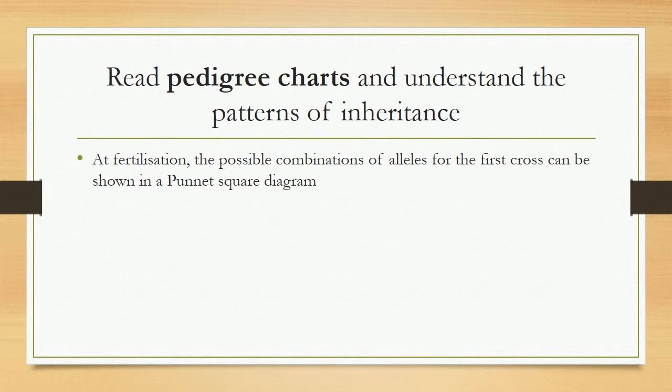Read pedigree charts and understand the patterns of inheritance. At fertilization, the possible combinations of alleles for the first cross can be shown in a Punnett square diagram.